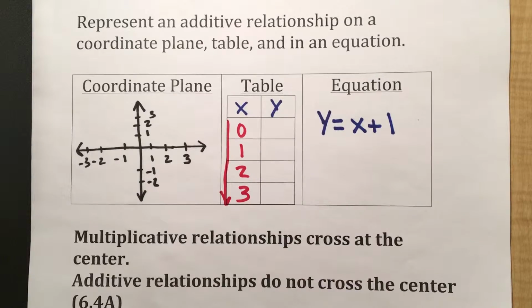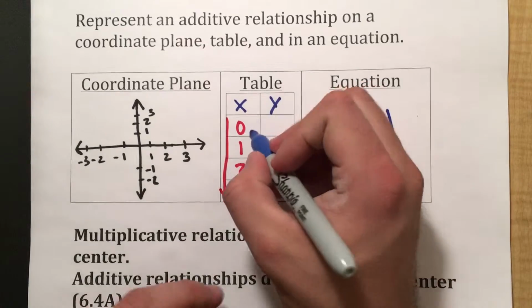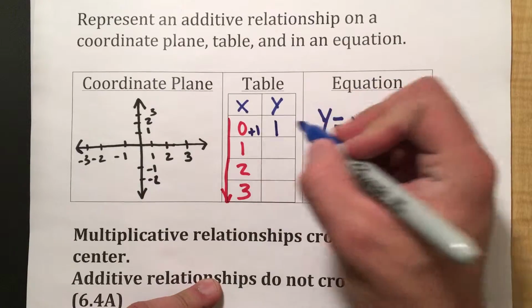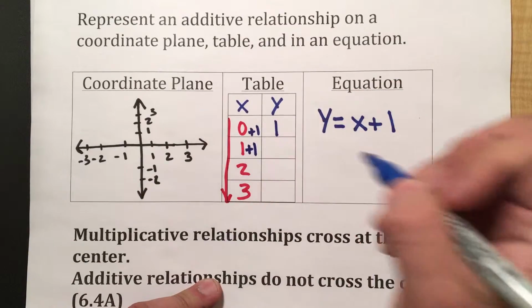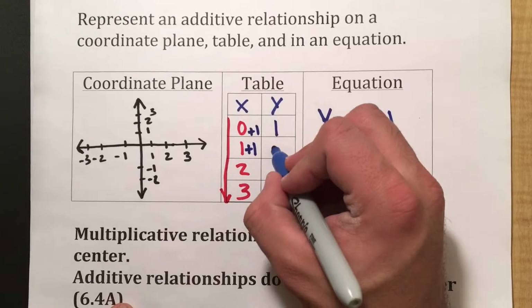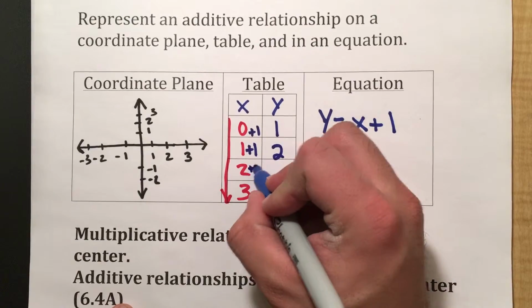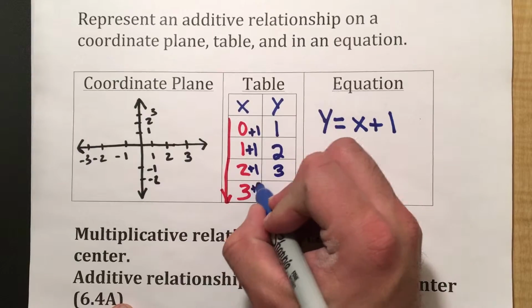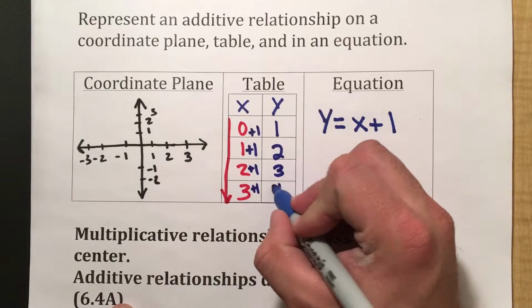So let's go ahead and add 1. 0 plus 1, that's equal to what? 1. 1 plus 1, that's equal to 2. Then we got 2 plus 1, that is equal to 3. And 3 plus 1, that is equal to 4.